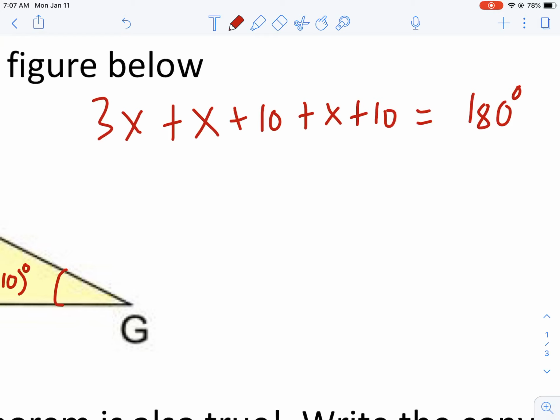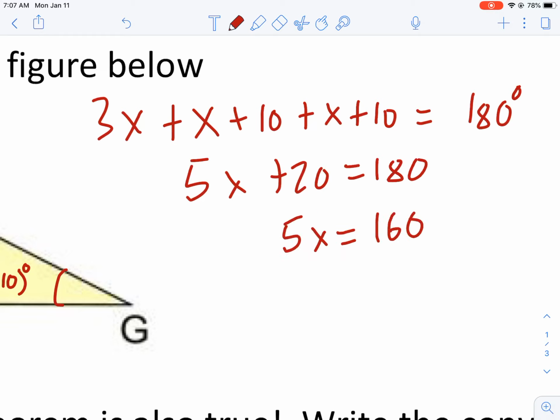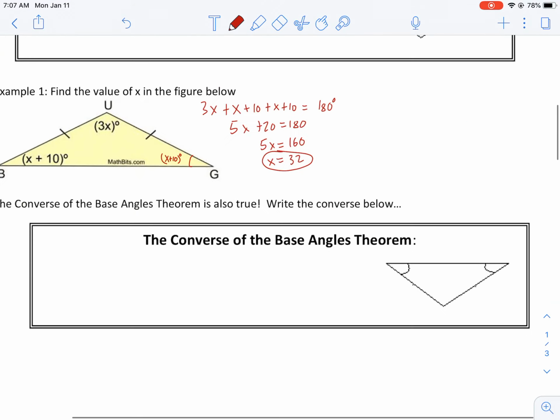And then you can go through all your solving. 5x plus 20 equals 180. Subtract 20 from both sides. 5x equals 160. Divide by 5. And x equals 32. Okay, I was completely off. And so that's how you can use the base angles to solve that problem.